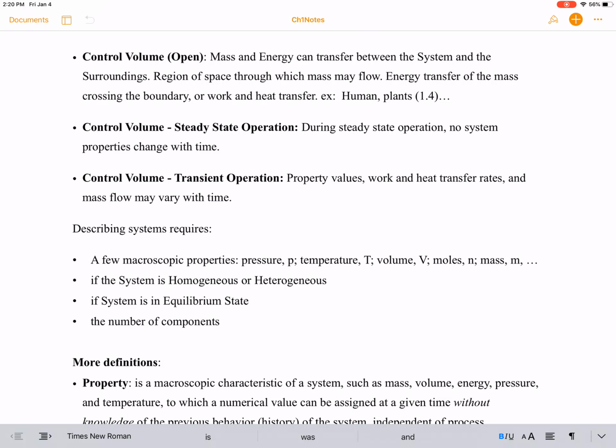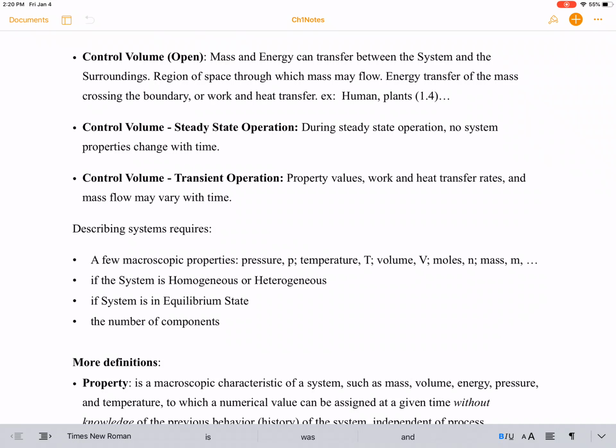So describing a system requires a few macroscopic properties. We describe a system using pressure, temperature, volume, moles, mass. Those are different properties under which we can define or describe a system. Systems can be either homogeneous or heterogeneous. So a homogeneous system, you have everything in the same state. So everything's either liquid or everything's solid.